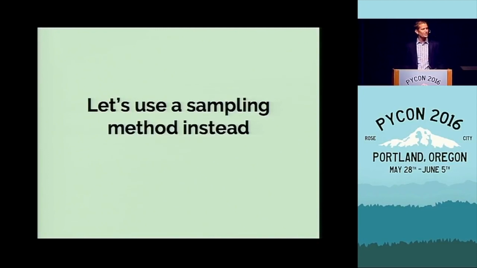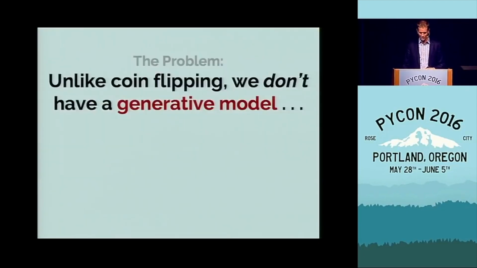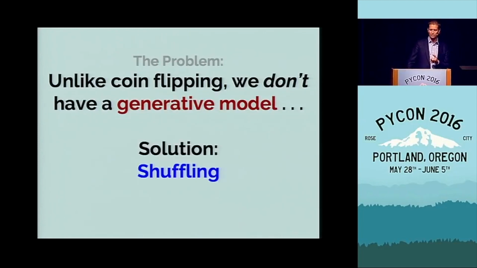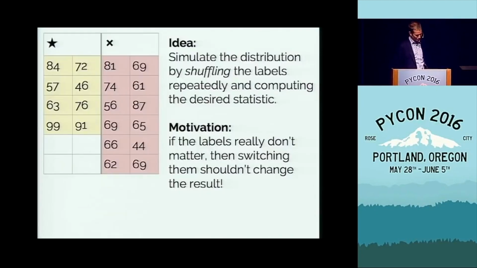So why don't we use a sampling method instead, something that you and I can wrap our minds around? Well, the problem is, unlike coin flipping, we don't have a theoretical model. We can't simulate a sneetch, right? All we have are these test scores. So we need some way for those test scores to be the simulation themselves. And what we can do in this situation is something called shuffling.